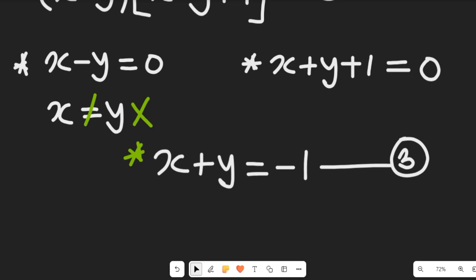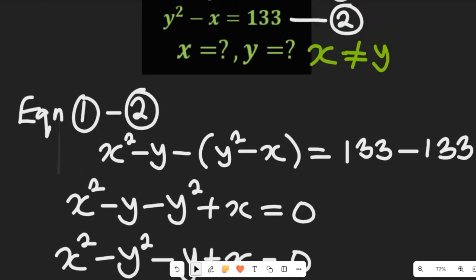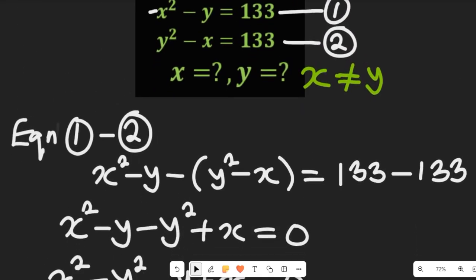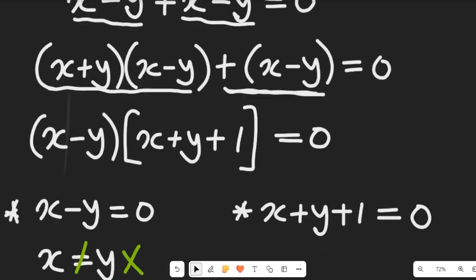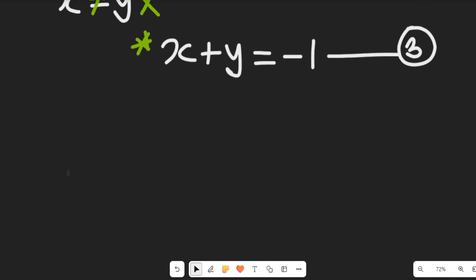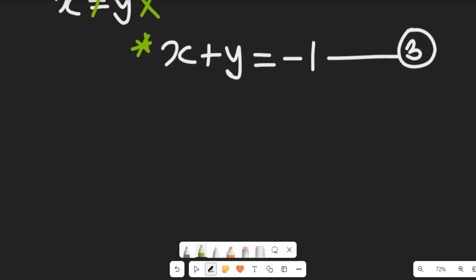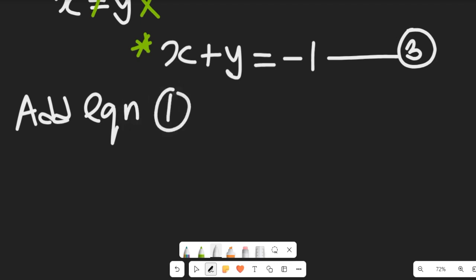Now let's go back to the main equations we have. From the first, we subtracted equation 2 from equation 1. So this time around, we're going to add equation 2 to equation 1. That is equation 1 plus equation 2.